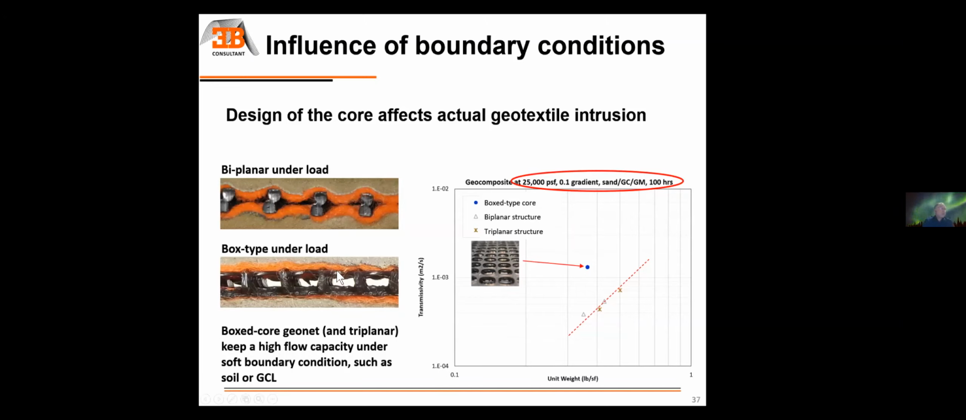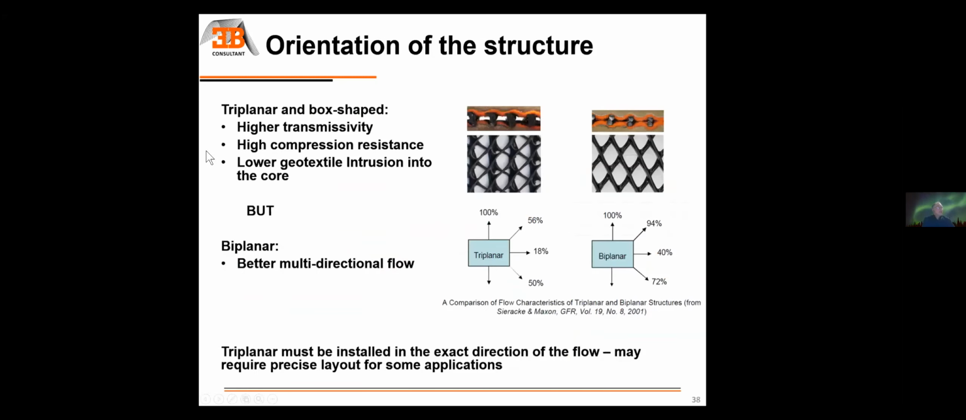The difference, the flow you're going to get between two rigid boundaries or two soft boundaries is going to be a little bit different, but it's not going to be tremendously different as it is for the biplanar geonet here. So these products can be extremely interesting for performing when you have soil in contact with the fabric. So this sounds like we should always use boxed product and triplanar geonet because they offer the best performance.